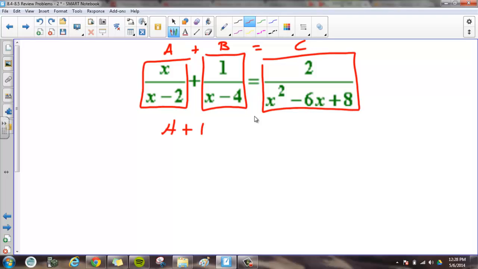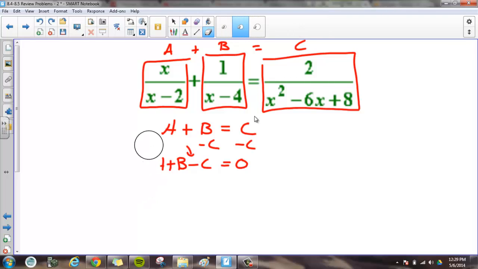Okay? So if we had A plus B equals C and we wanted to get this whole thing equal to 0, I'd subtract C from both sides, right? If I subtracted C from both sides, I would have A plus B minus C equals 0. Notice how I just shifted the C to the other side and it became a subtraction sign in front of the C. We're going to do the same idea here. It just looks a little more complex because we have all these fraction bars.